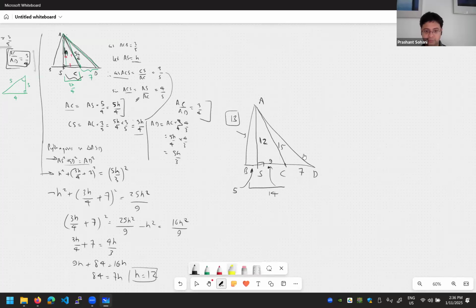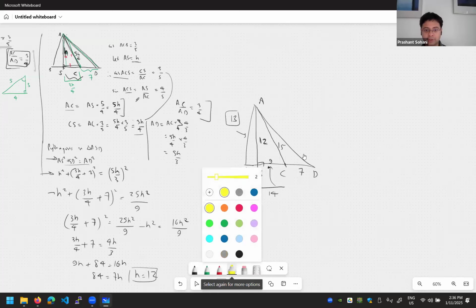Okay. So again, just to quickly go through the important steps. We assume this altitude is h, then we use the ratios in this triangle to find AC and SC in terms of h. And then we use the ratio that is given, AC upon AD, to find AD also in terms of h. We put everything in the Pythagoras theorem and then we solve for h.